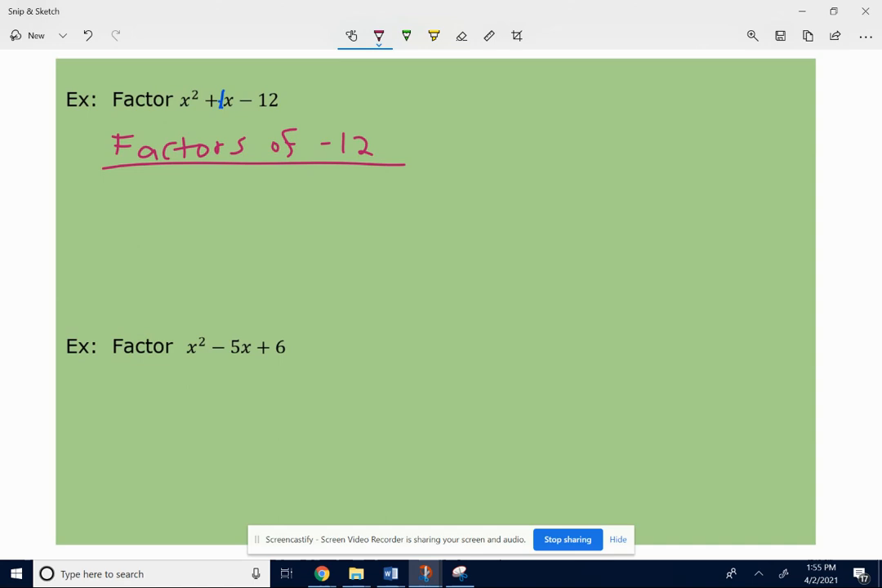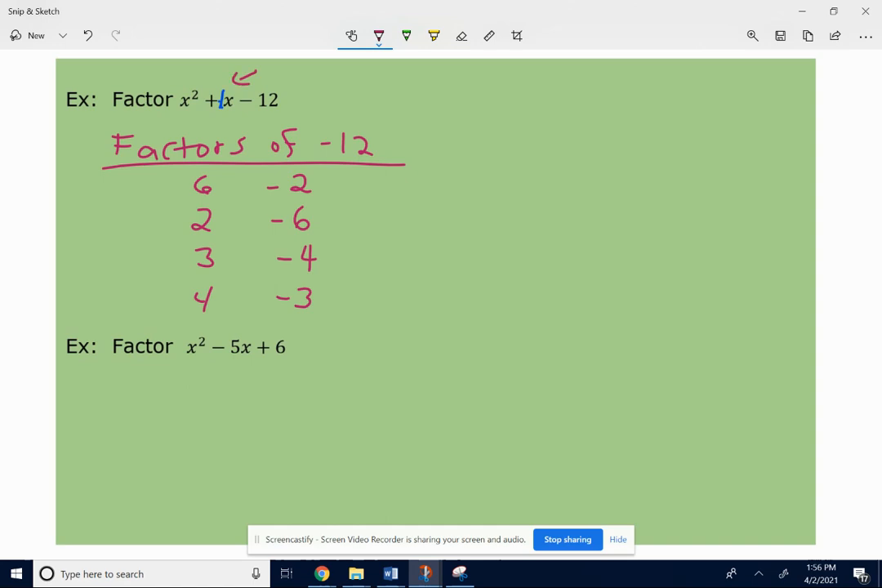Two numbers that I can multiply together to give me a negative 12. I could multiply a 6 and a negative 2 together. I could multiply a 2 and a negative 6 together. I could multiply a 3 and a negative 4, or a 4 and a negative 3. You don't have to write down all of them, but you could also do 12 and negative 1, negative 1 and 12. So there's a few more possibilities. But all we need to do is find a set of those factors of negative 12 that add up to give me 1.